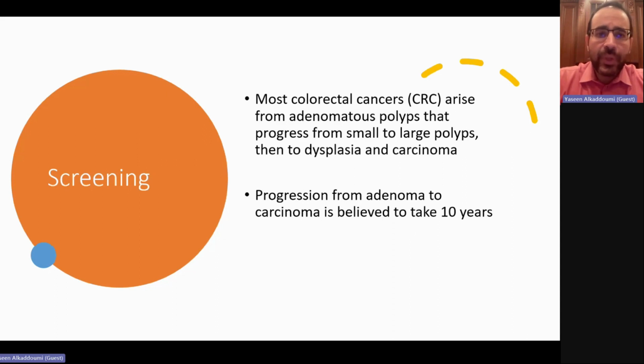Screening. The idea of screening is, for instance, most colorectal cancers start with an adenoma, called an adenomatous polyp, that progresses from small to large, and then dysplastic changes can develop on this polyp and lead to carcinoma. And this process takes about 10 years to develop.